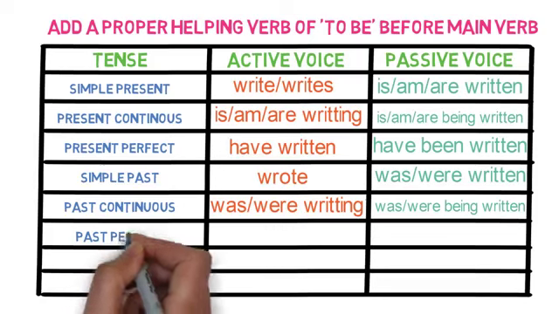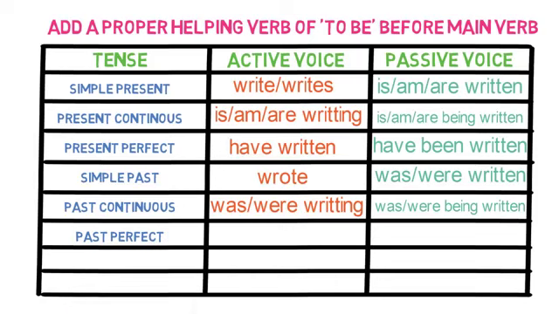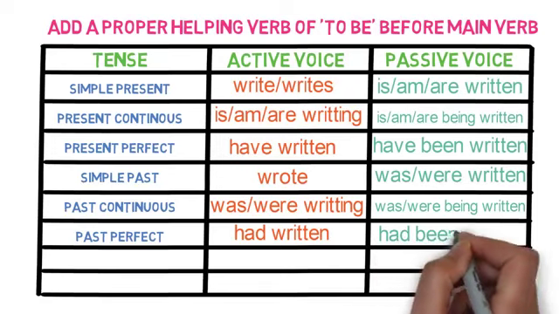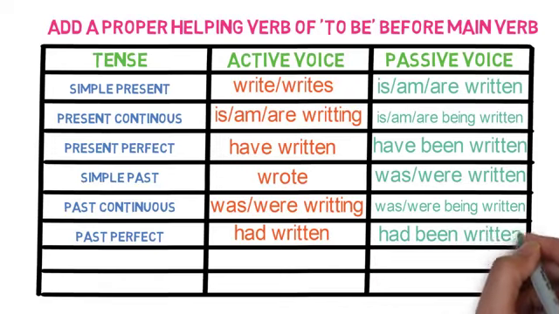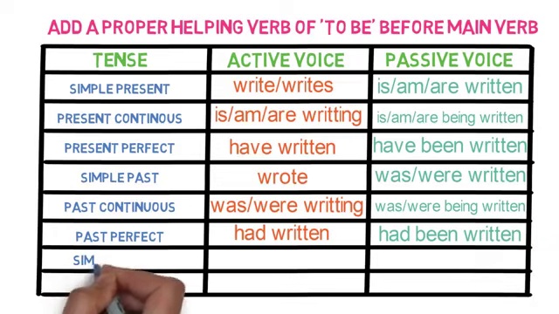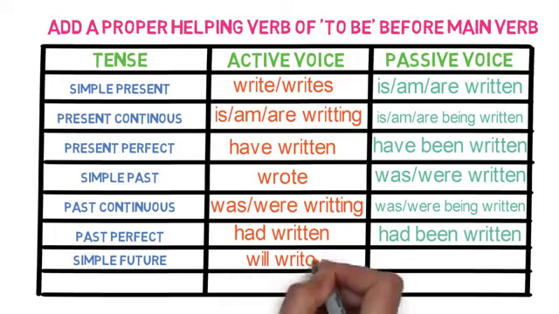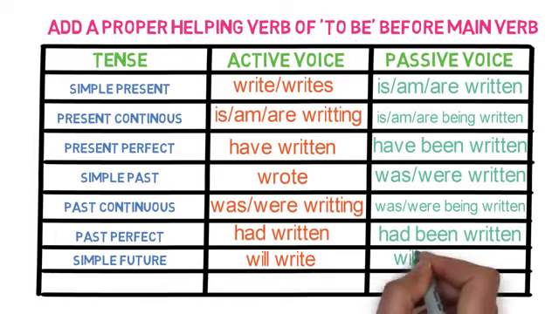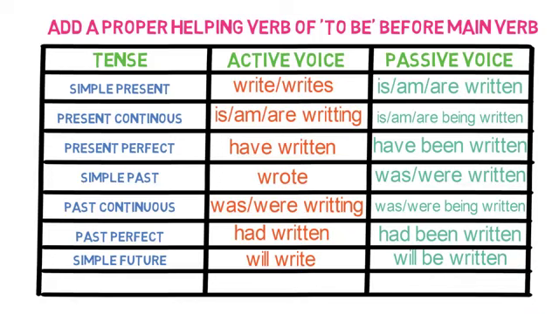For past perfect tense, in active voice, we use had written, while in passive voice, we use the helping verb been after had, and written, which is the verb's third form. For simple future tense, in active voice, we use will write, while in passive voice, we use the helping verb will be and written, which is the verb's third form.